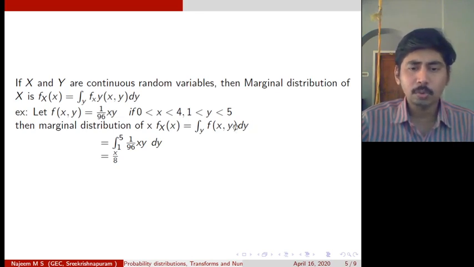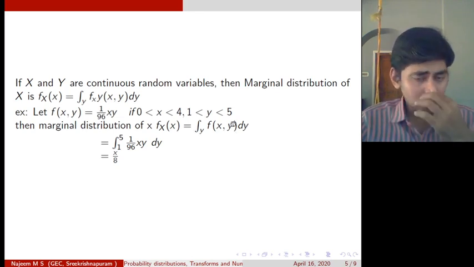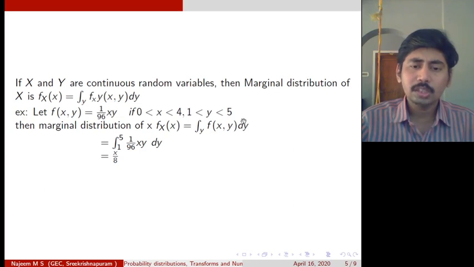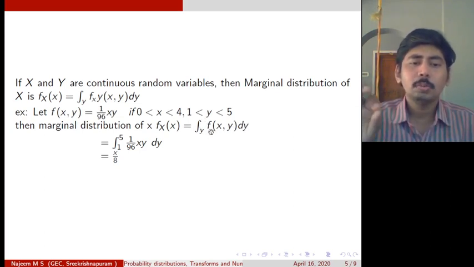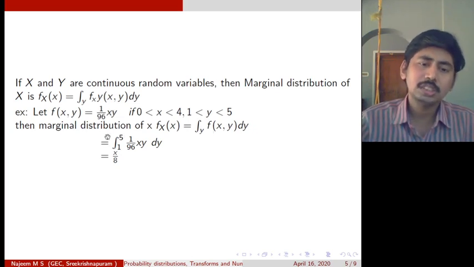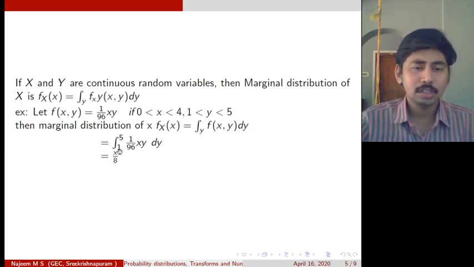If you integrate over y and give limits, you can notice that y gets eliminated and it will be a function of x, which is called the marginal distribution of x. Here the range of y is 1 to 5, integral of 1 by 96 xy, that is f(x,y), and you get x by 8. So x by 8 is the marginal distribution of x.